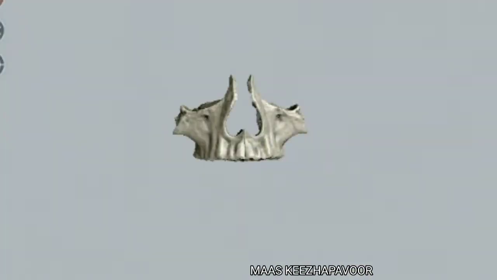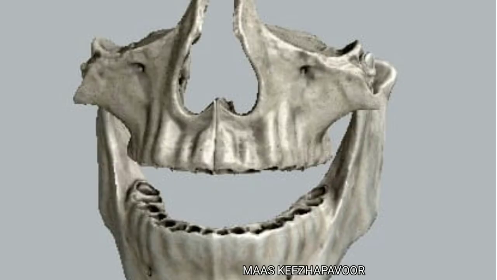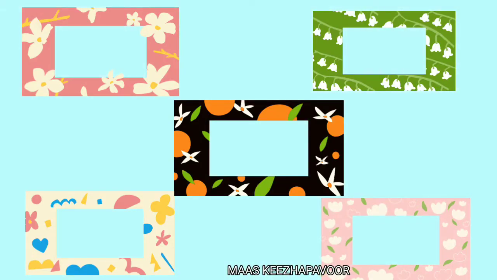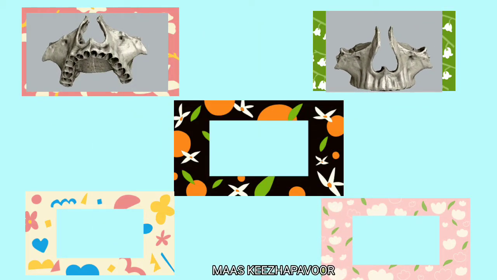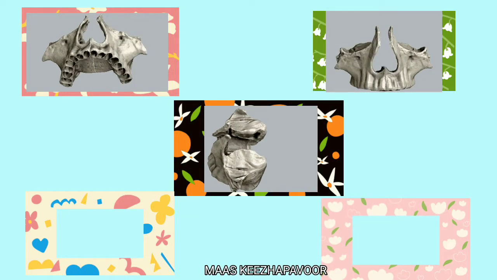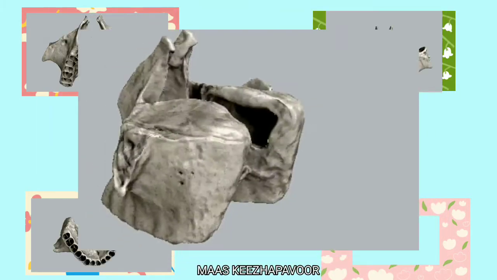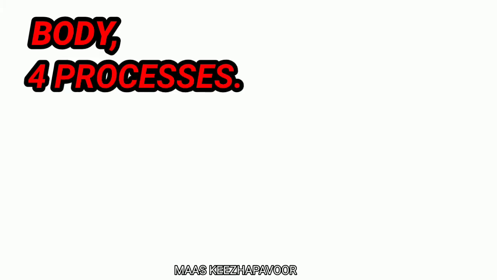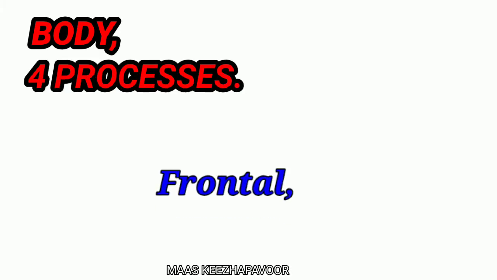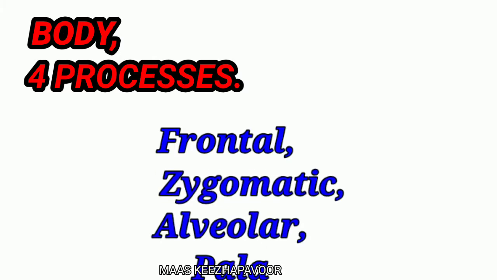The maxilla is a paired pneumatic bone. It is the second largest bone of the face. It forms the upper jaw, greater part of the floor and lateral wall of the nasal cavity, greater part of the floor of the orbital cavity, roof of the oral cavity, and anterior wall of the infratemporal fossa. The parts of the maxilla are the body and four processes: frontal, zygomatic, alveolar, and palatine process. We will concentrate on the body of the maxilla in this video.